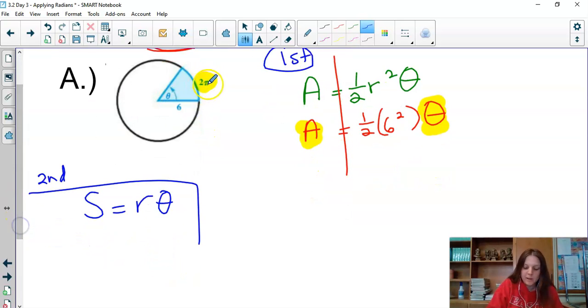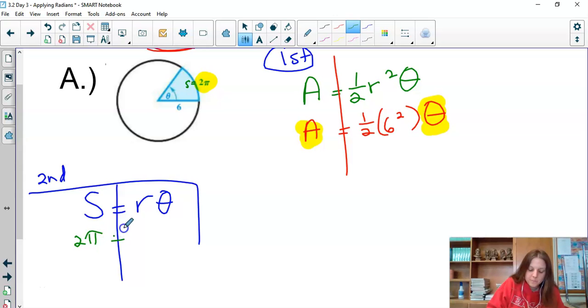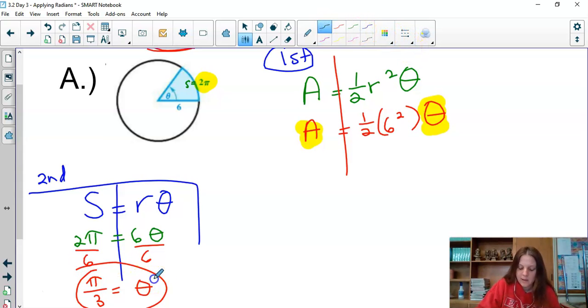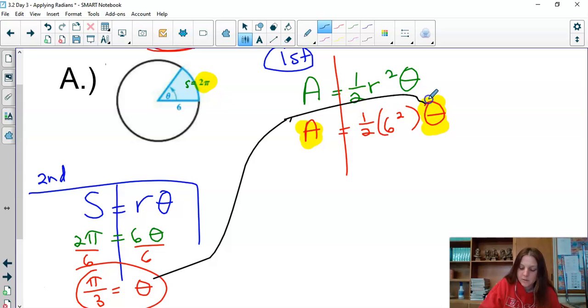So I'm going to plug in what I know. I know that the S, the arc length, is just 2 pi. That's that arc length here, 2 pi. The radius of this circle is 6. So if I want to figure out what the angle is, all I need to do here is divide by 6. This 2/6, both of these numbers are divisible by 2. So 2 pi divided by 2 is pi, and 6 divided by 2 is 3. So this would be pi/3 radians, which I can now take and plug in place of this missing angle.